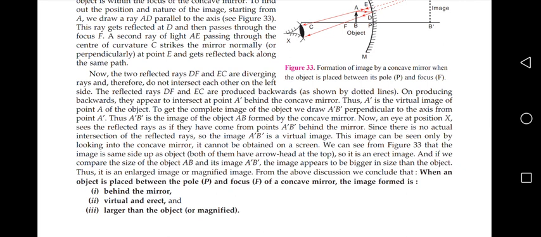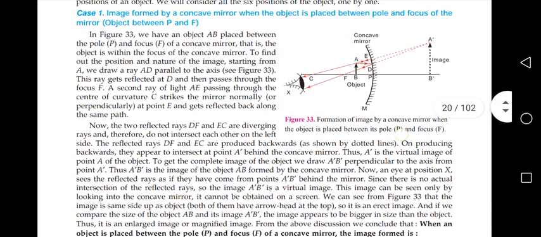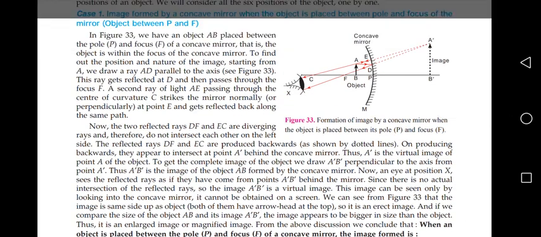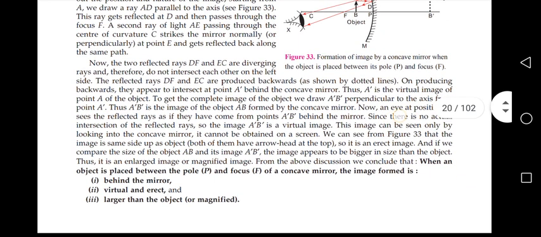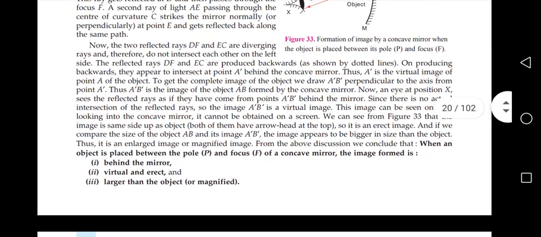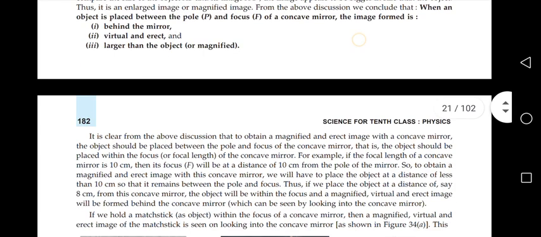The image is formed behind the mirror. You can see that the image is formed behind the mirror, and you can also see that it is a virtual image, and it is erect and it is larger than the object. Okay, now let us look at the second case.